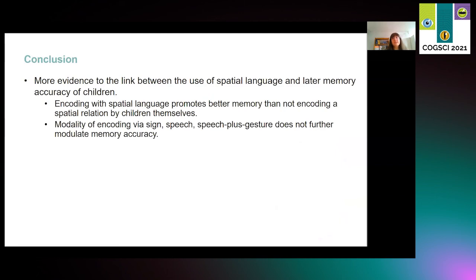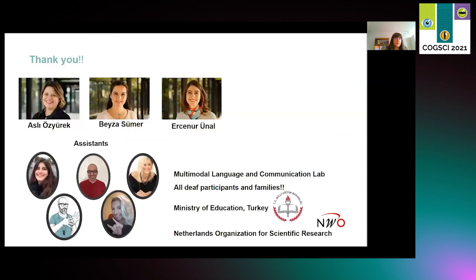In conclusion, the present study contributes further evidence to the link between the use of spatial language and later memory accuracy of children. That is, encoding with language promotes better memory than not encoding a spatial relation by children themselves. However, the modality of encoding via sign, speech, or speech plus gesture does not further modulate differences in memory accuracy of children.